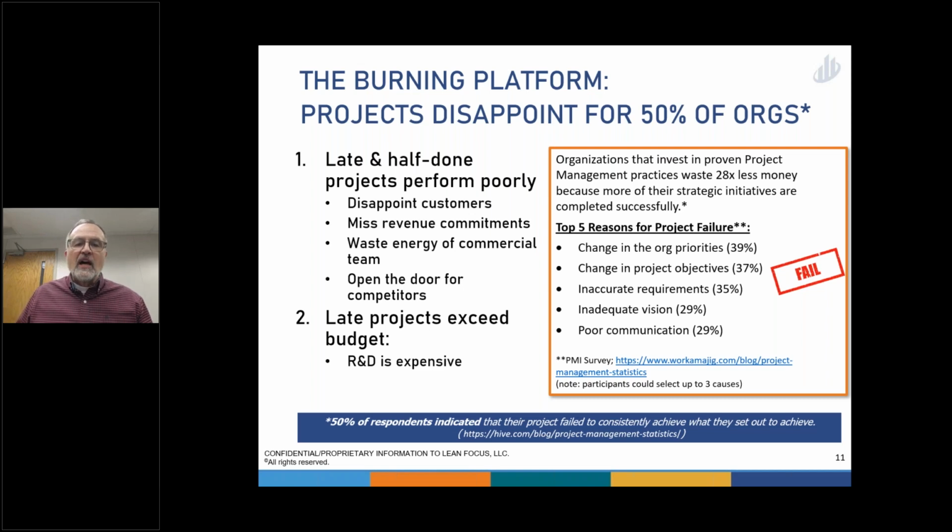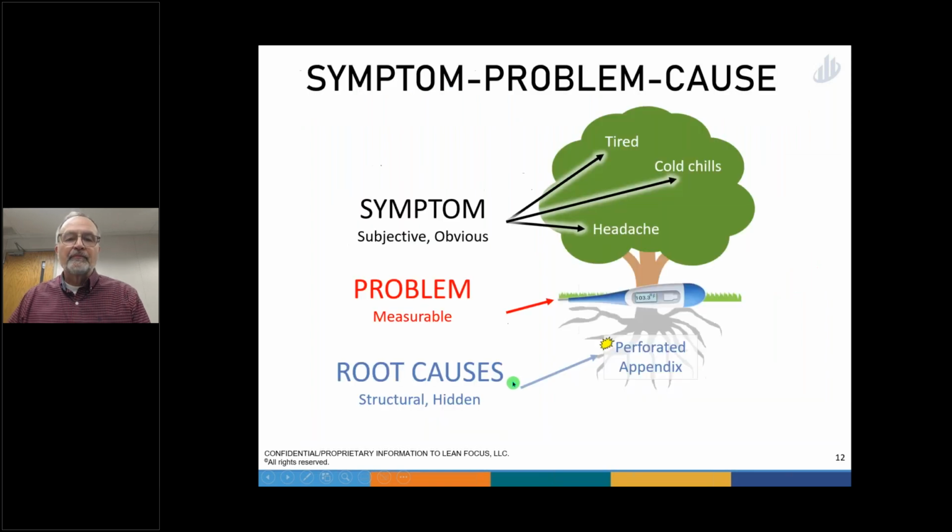Well, these are the top 5 things, and as you can see here, the participants could select up to 3 causes. And the net is that 50% of projects, 50% of people indicated that the projects, they fail to consistently achieve what they're meant to achieve. So late projects, I think, that's the burning platform, and we want to bring out projects on time, on spec.